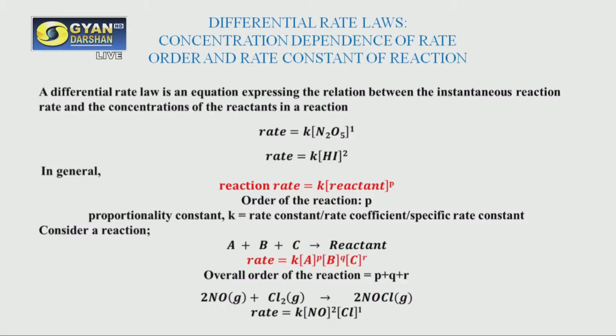So consider again a reaction: 2NO plus Cl2 gives 2NOCl. So the rate should be K. From the experiment it is decided that rate is equal to K into [NO] to the power 2 and [Cl2] to the power 1. Here the overall order of the reaction is 3, that is 2 plus 1. The order is 2 with respect to NO and 1 with respect to Cl2, so the overall order of the reaction is 3.